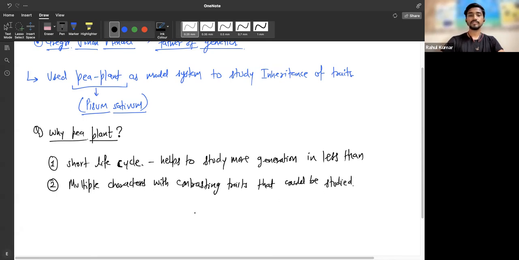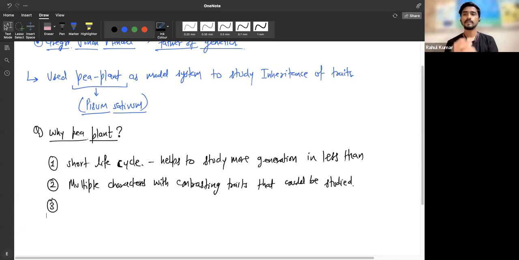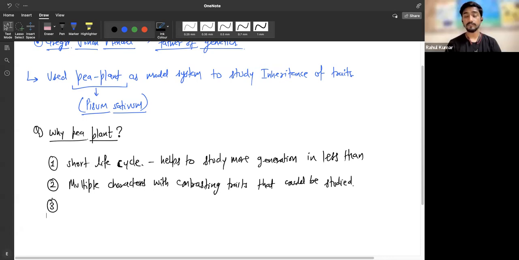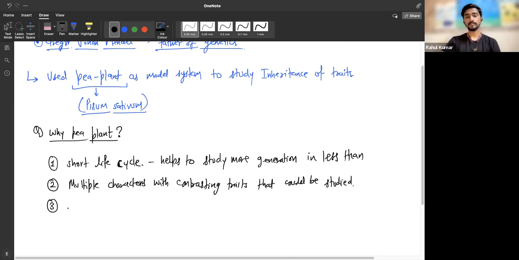That could be studied in next generation. Okay. Yes. What else? So we have traits. We have a shorter lifespan. What else do we need? We need it next generation, and a lot of progenies. Yeah, we need a lot of progenies, right? So it can produce more seed, multiple seeds at a time. Yes, hundreds of seeds. Write down.